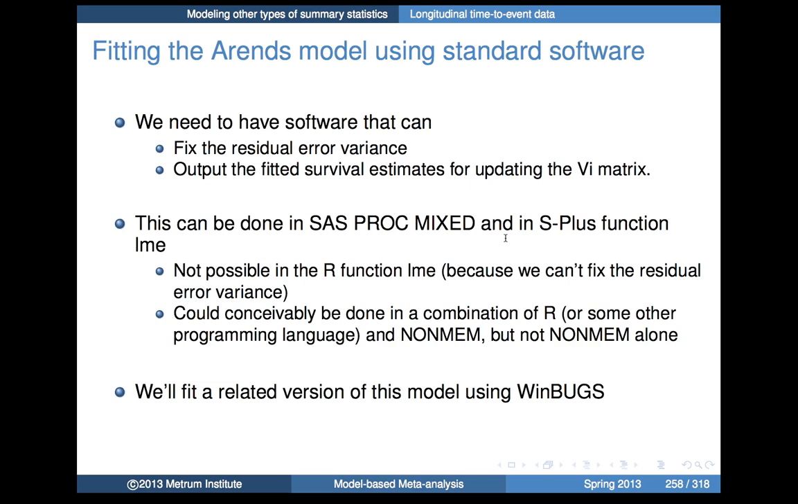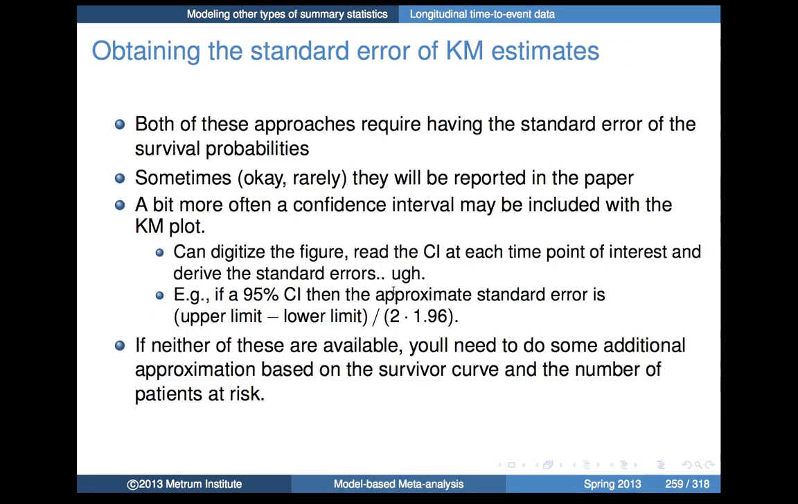With the software that we're using for this class, we're a little bit limited though. We can't do that kind of exact procedure in the LME function in R because the residual error variance can't be fixed. You can fix it up to a proportionality constant, but you can't fix it completely. And I think we could conceivably do it in some combination of R and NONMEM, but it would be a matter of fitting something in NONMEM, outputting results, doing some data manipulation in R, refitting the model back and forth.